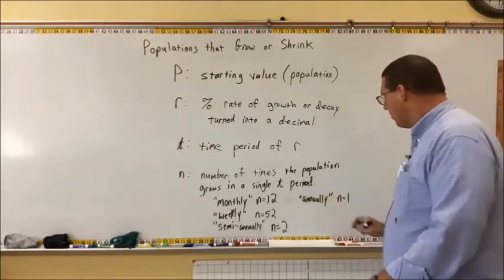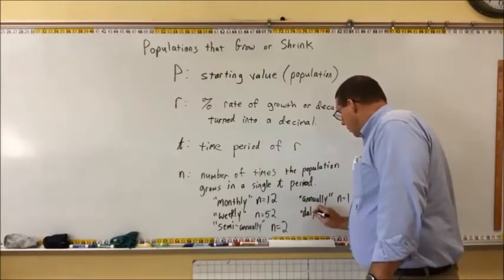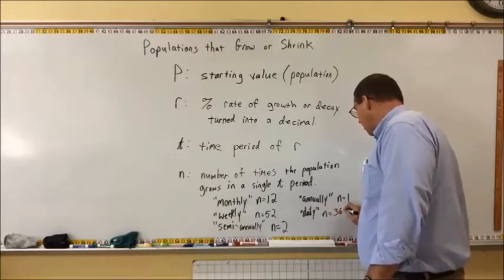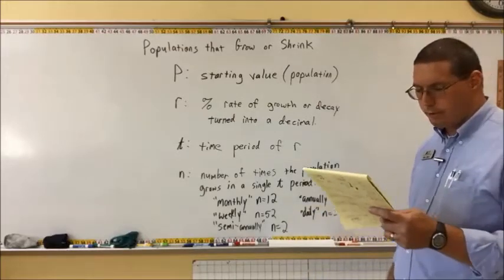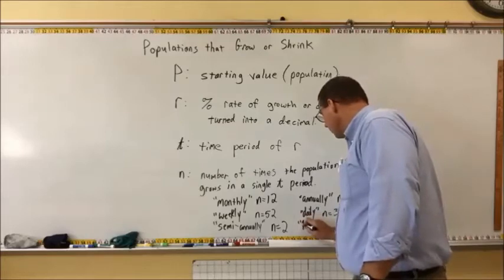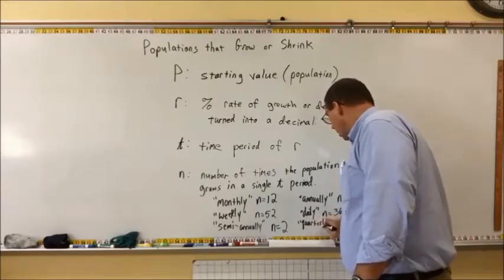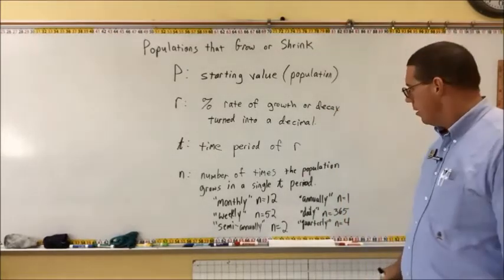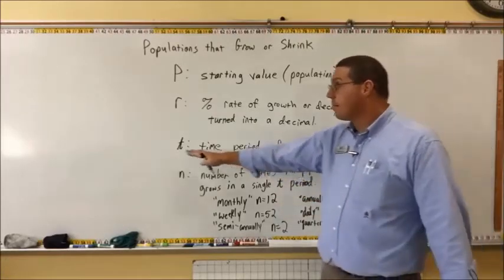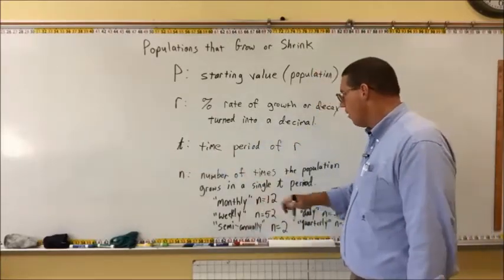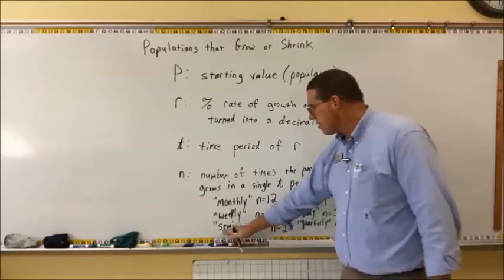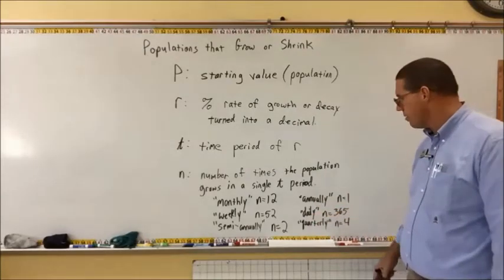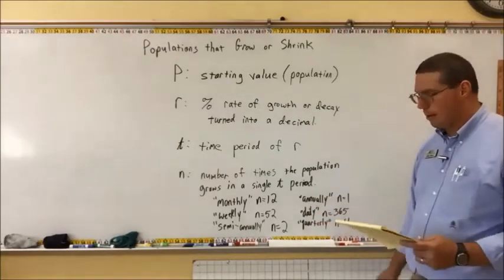What if it says daily? Well, daily, how many times does that happen in a year? 365, because there's 365 days in a year. How about quarterly? How many times does that happen in a year? Quarterly means 4 times a year. So, N, if time is in years, then monthly is 12 times a year, weekly is 52 times a year, semi-annually is 2 times a year, annually is once a year, daily is 365 times in a year, and quarterly means 4 times a year.